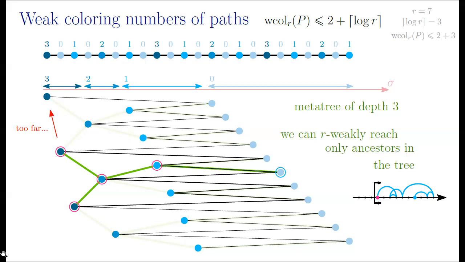This was maybe not very formal, but it should give some intuition why this coloring works and why weak coloring numbers of paths are logarithmic in r. The important thing is that this value doesn't depend on the length of a path. A path can be arbitrarily long, but it only depends on r. Okay. Questions maybe? Okay. So we can go on.